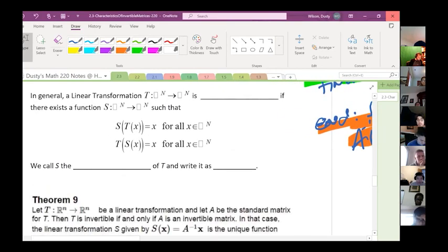In general, a linear transformation T from Rn to Rn is invertible if there exists a function S also from Rn to Rn such that S of T of x equals x for all x in Rn, and T of S of x equals x for all x in Rn.